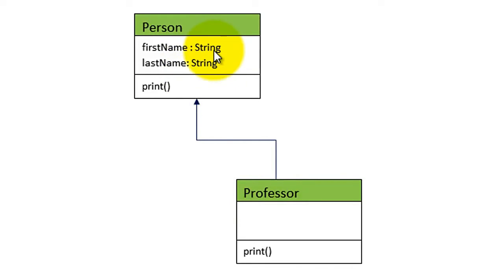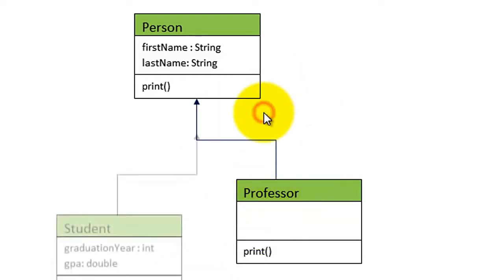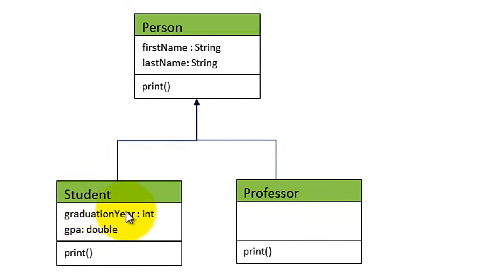Okay, what is the advantage of doing this? Once we create the person, we can have any number of subclasses for the person. For example, we have a student. Student is a person, so let's add a student here. So there we go, we added a student, and student has the first name, last name, and they also have the graduation year and the GPA. GPA is nothing but grade point average, which is used in United States.